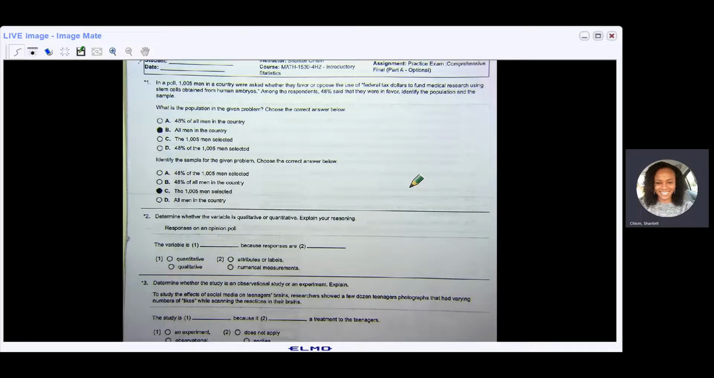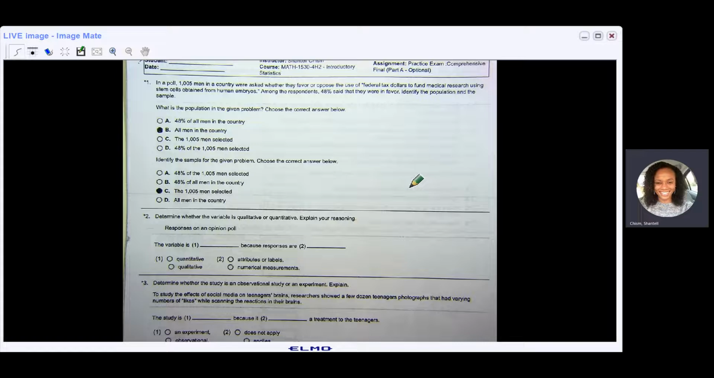Number 2, another terminology question, asks us to determine if the variable is qualitative or quantitative. For qualitative, I want you to think quality or characteristic or trait. For quantitative, I want you to think numerical value, something that is measured, a number.